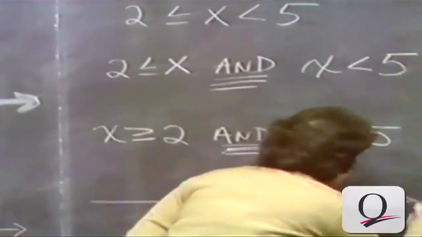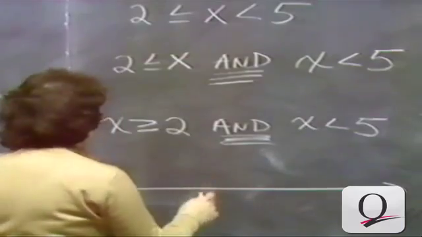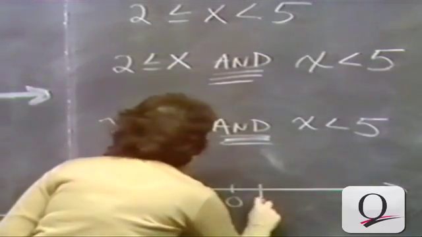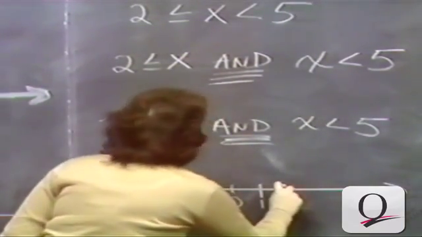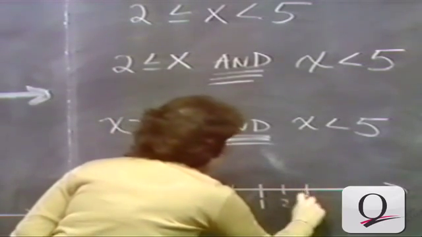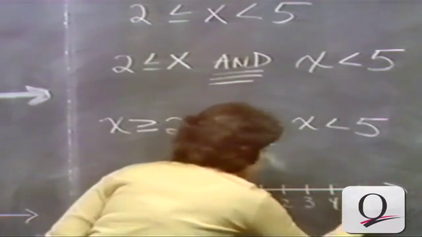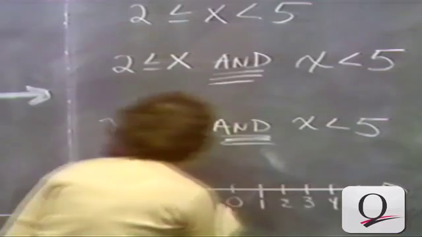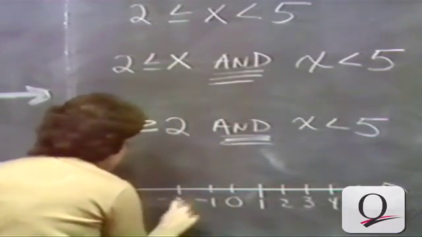Okay, so let me indicate the solution set here. 0, 1, 2, 3, 4, 5, 6, and here are the negative numbers, and so on.